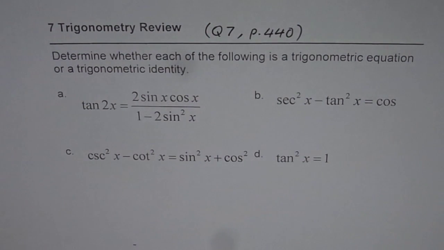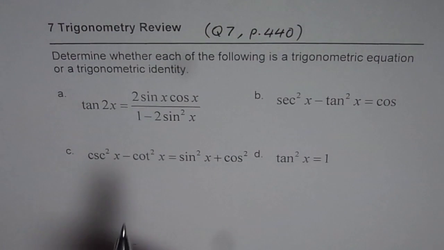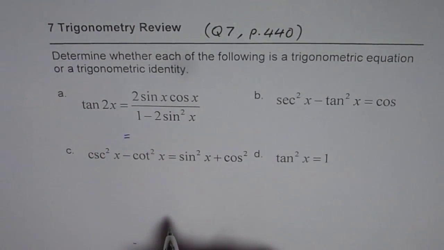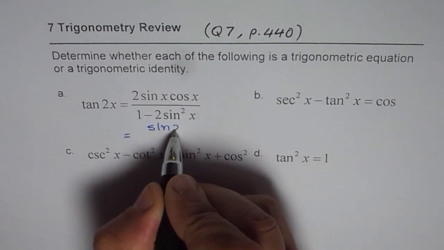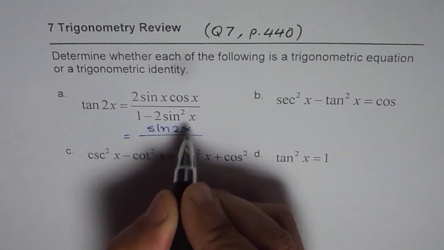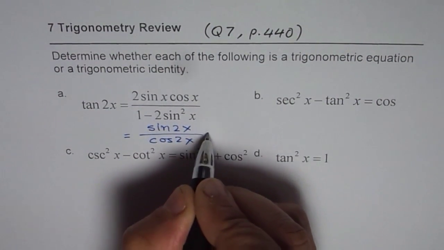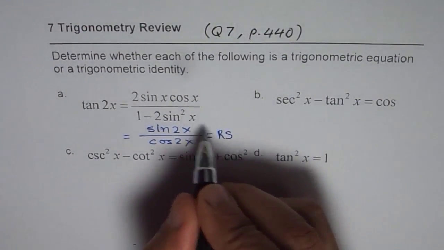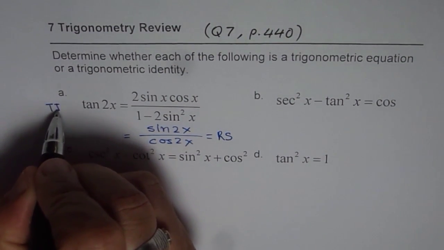That is the criteria. So let's begin with the very first one, which is tan 2x equals 2 sin x cos x divided by 1 minus 2 sin squared x. It is a direct application of your double angle formulas. 2 sin x cos x is sin 2x, right? And 1 minus 2 sin squared x is cos 2x. And of course, when you divide sin 2x by cos 2x, you get the right side, and therefore this happens to be a trigonometric identity.